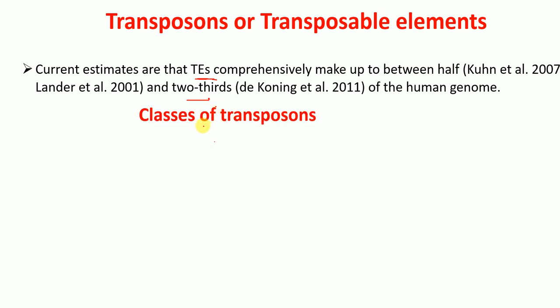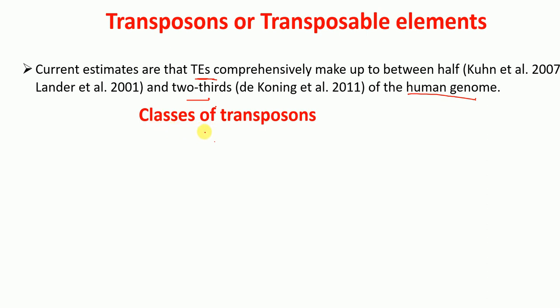Now coming to the classes of transposons. Here I discussed what transposons are: the transposable elements, or parts of the DNA sequences, that can move from one location to another location in the genome. And these transposable elements occupy up to 2/3 of the human genome. This is very important, up to 2/3.